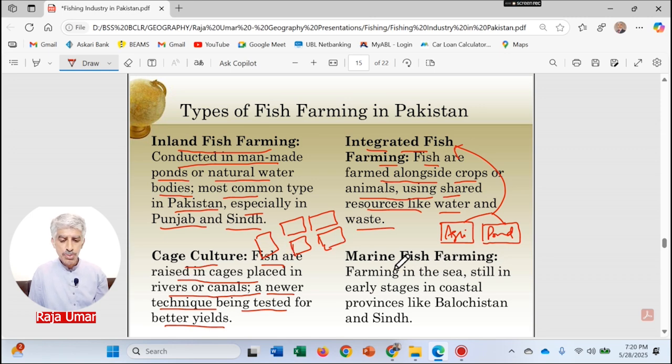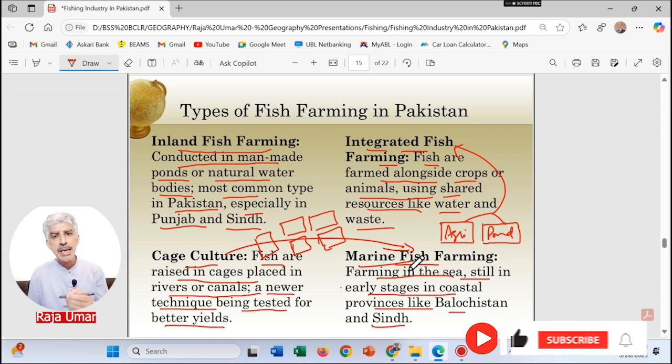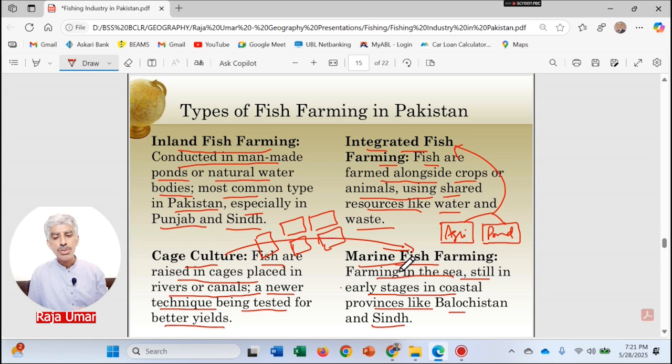So marine fish farming, in the same way, is when those cages are placed in the sea, and it is still in the early stages in the coastal provinces of Balochistan and Sindh, where those cages are placed. You can say that it is also a sort of cage culture, but cage culture in the sea. Those cages are placed in the sea, and they naturally grow that fish in that salt water. In this way, sea fish types can be easily grown in those cages, as they survive better in the salty water of the sea or ocean. So that is another way.